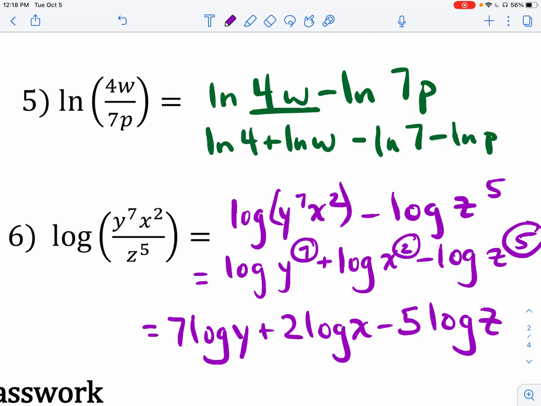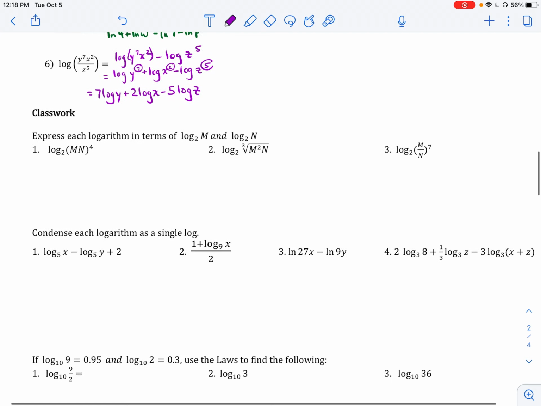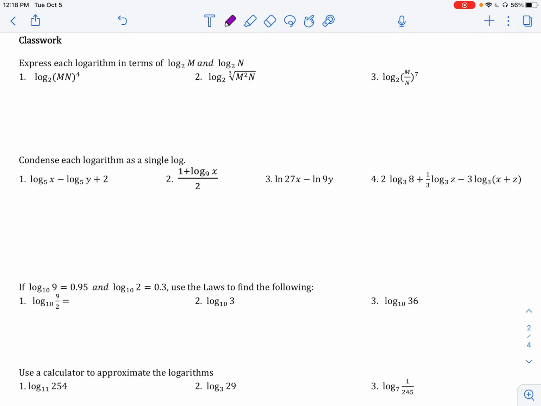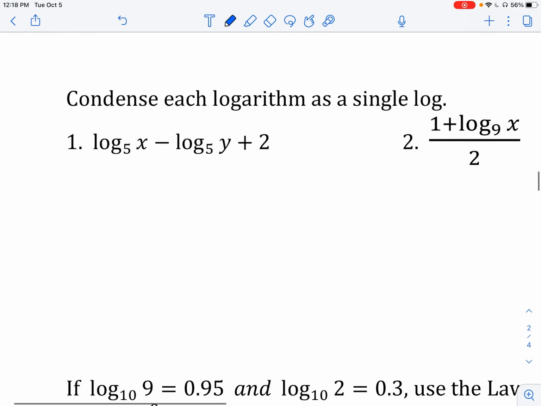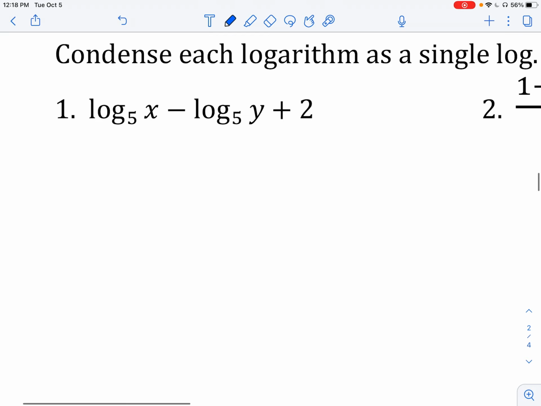Okay. All right, so we've got some practice problems here. I'm not going to go through all of these right now, but there are a few that I do want to touch upon. So let's jump to something like number 1 here, where we're going to condense a logarithm. Okay, we're going to condense this logarithm because this is the opposite of what we just did. We're going to rewrite this as a single log.